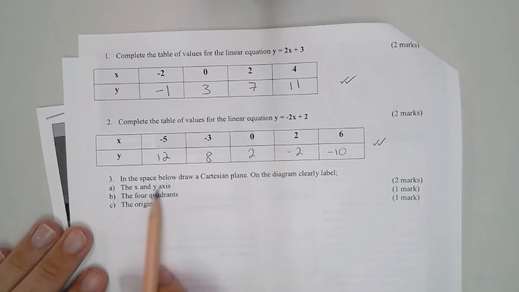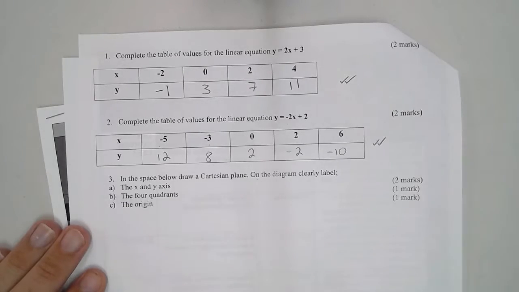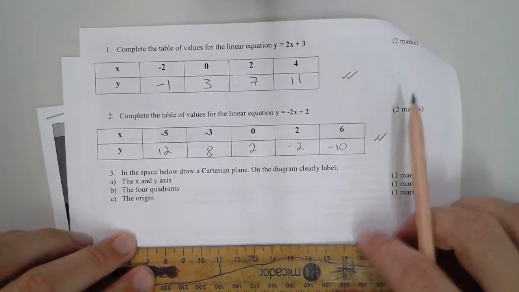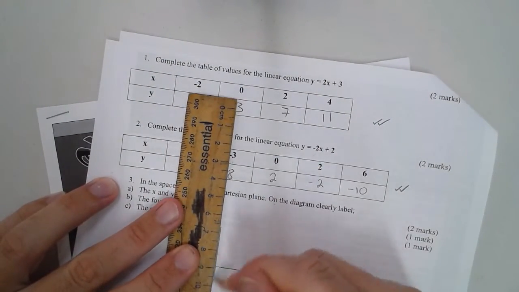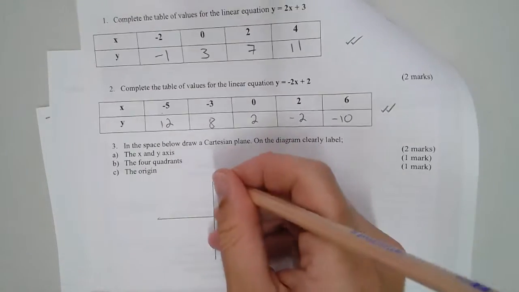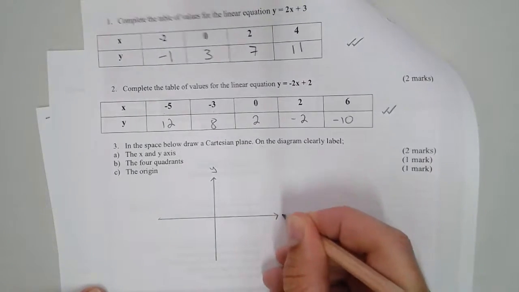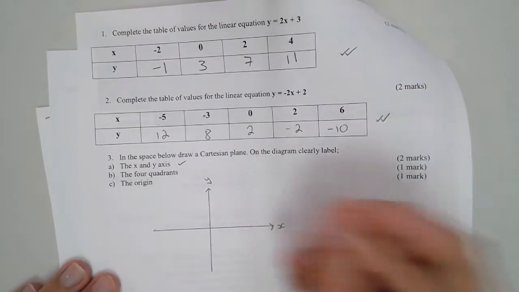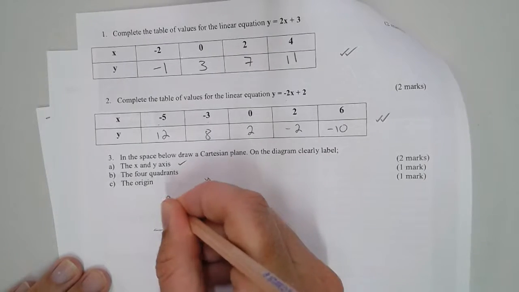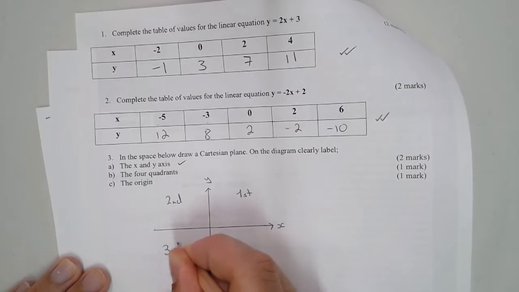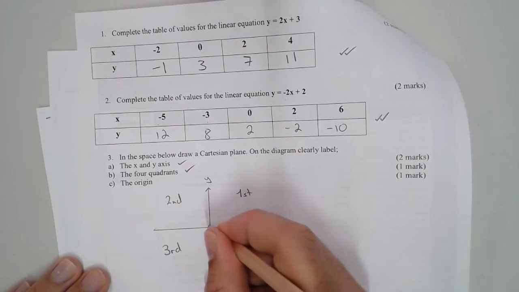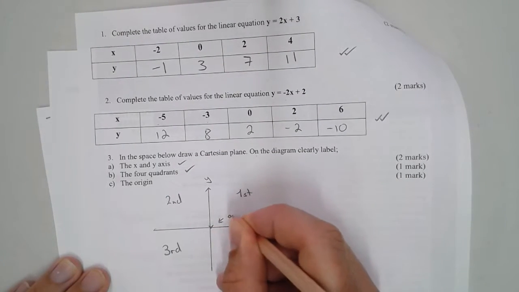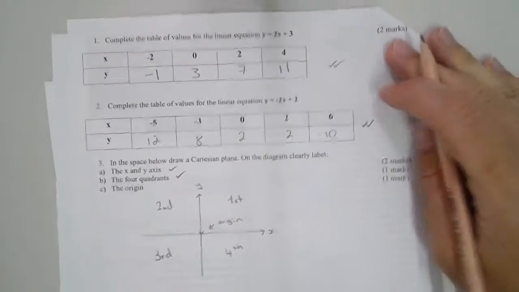Number 3. In the space below, draw a Cartesian plane on the diagram. Alright, so your Cartesian plane must be done using a ruler. And you've got the y-axis and your x-axis done. The 4 quadrants, well, that's your first quadrant, second, third and fourth, done. And the origin is there, so I'm going to label where the origin is. So there's another 4 marks there.